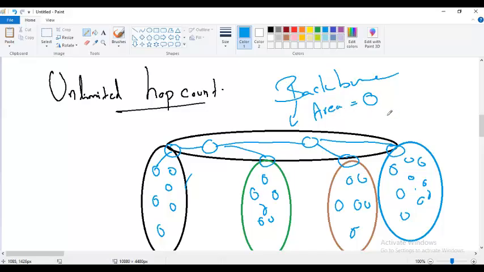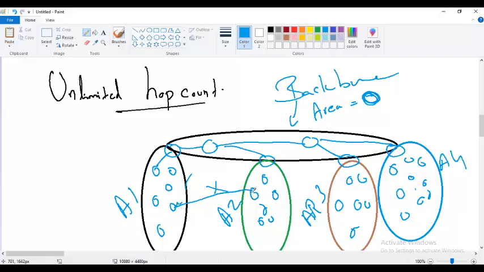Area 0 is a backbone. And if area 1 wants to share any updates to area 2 or area 3 or area 4, it is only through area 0 it can do it. Area 1, even if I have a wire connected like this, they will not form neighbor. Why? This port belongs to area 1 and this port belongs to area 2. If area ID is not matching, they don't form neighbor.